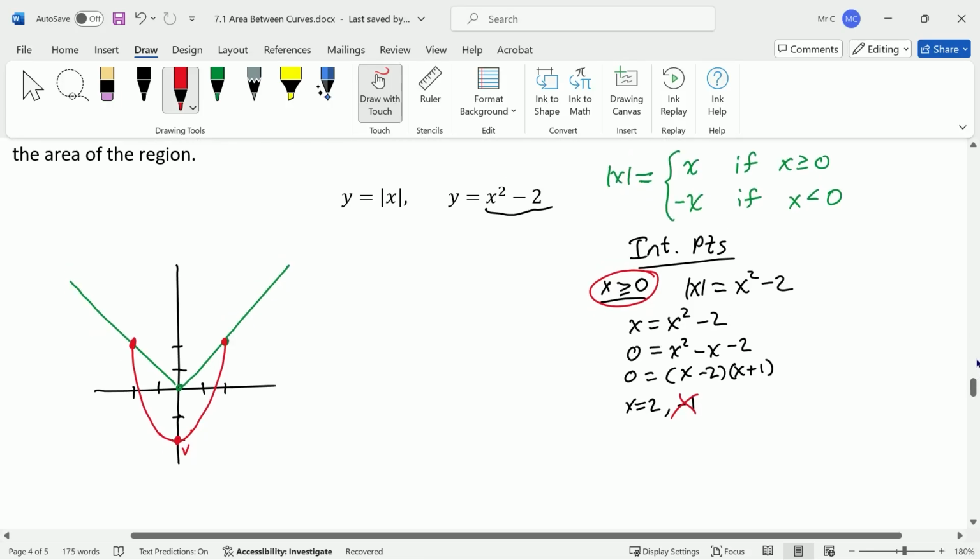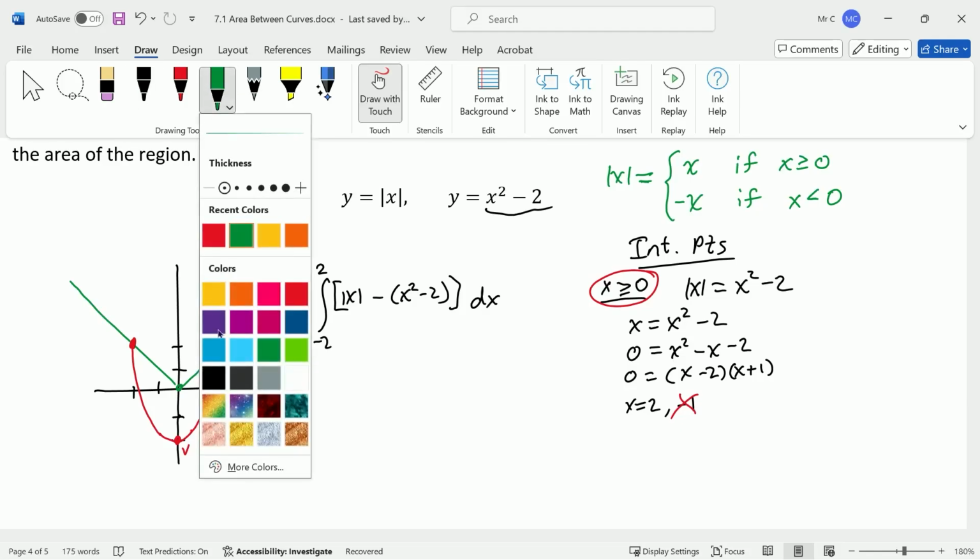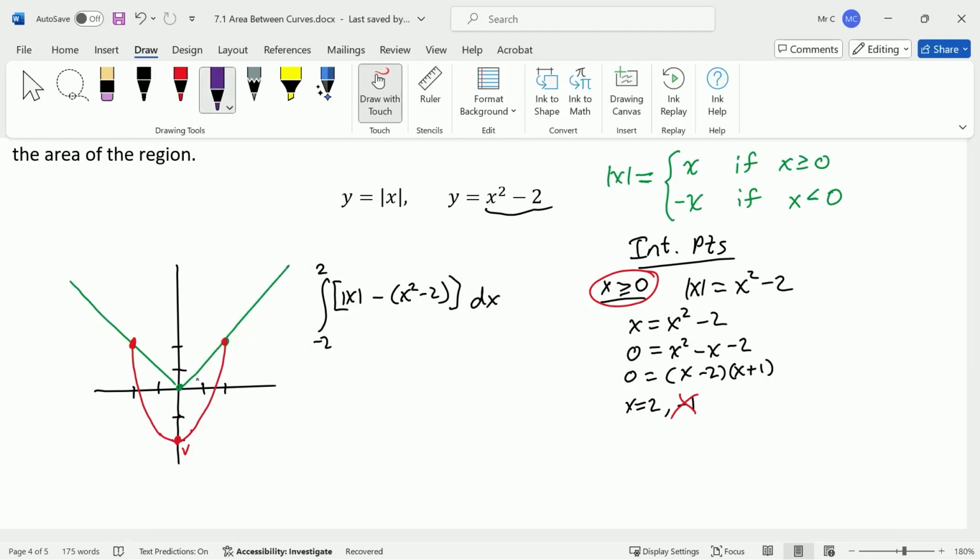And finally, that lets me get to the process of computing the area. So I ask myself which function is larger, so I'm integrating from -2 to 2, and the larger function here is the absolute value of x, and I'm subtracting the x squared minus 2. And I didn't draw my rectangle this time, but I should. Of course, my top function is the green function, the absolute value. And my width of my rectangle is being measured by the x-axis.